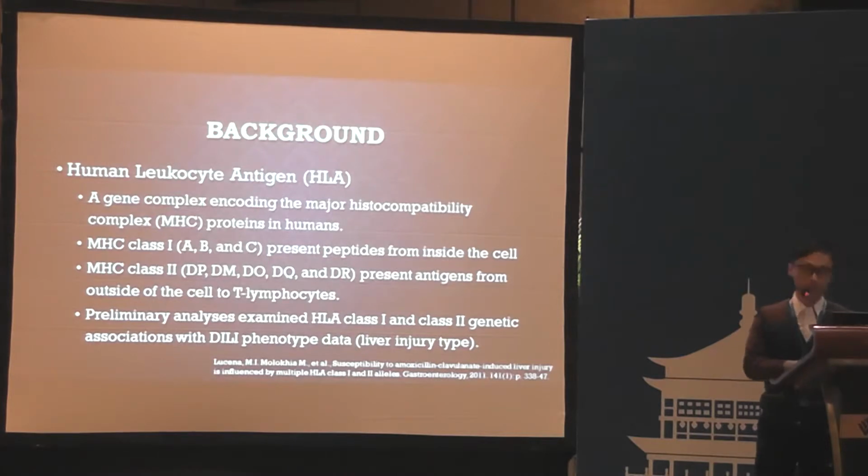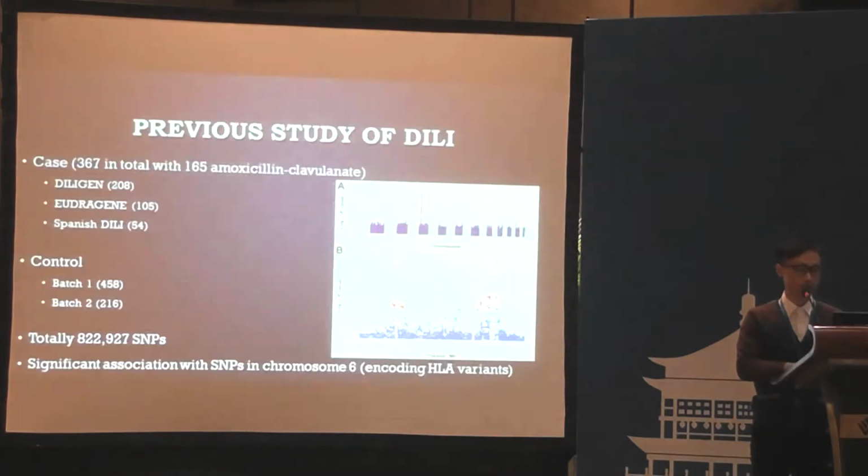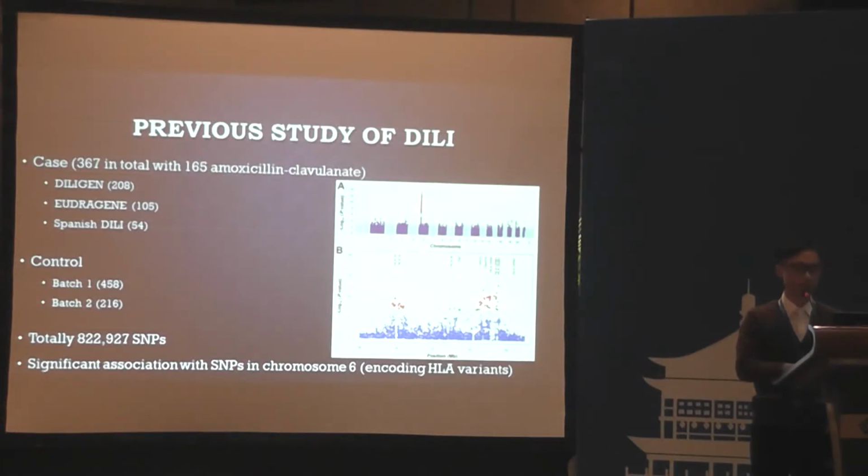From our preliminary analysis, also from the same publication, it examines the HLA class 1 and class 2 genetic associations with the drug-induced liver injury phenotype data. It's actually a liver injury type that we observed from the patients. So these are the results from our previous studies of drug-induced liver injury.